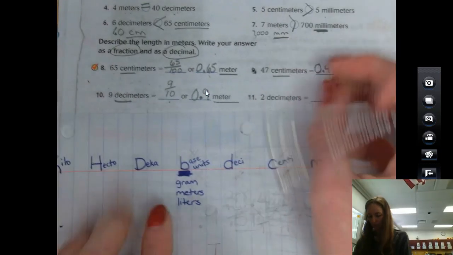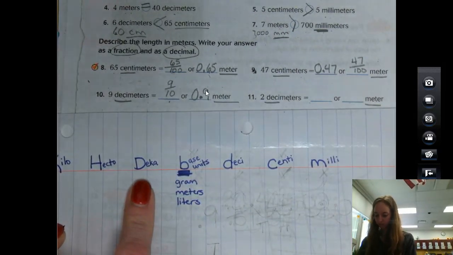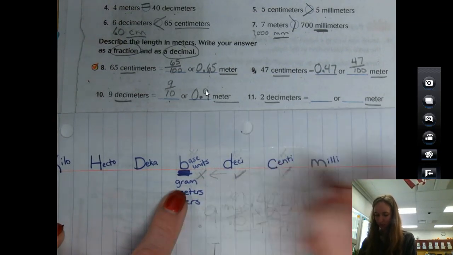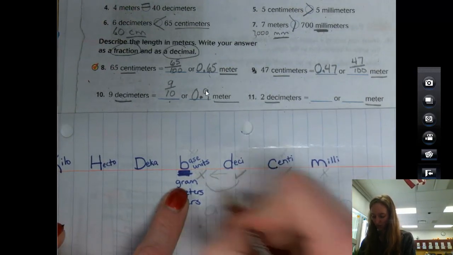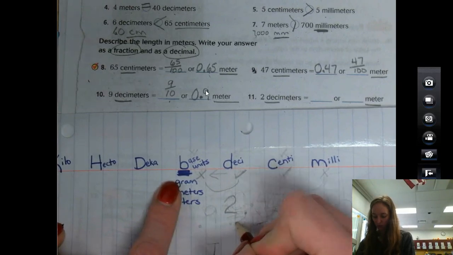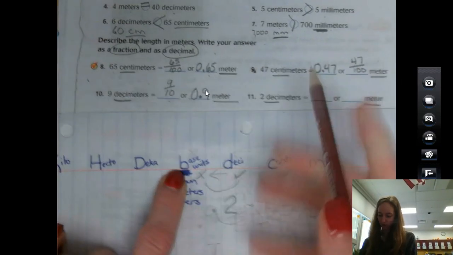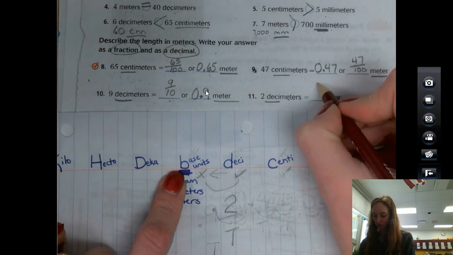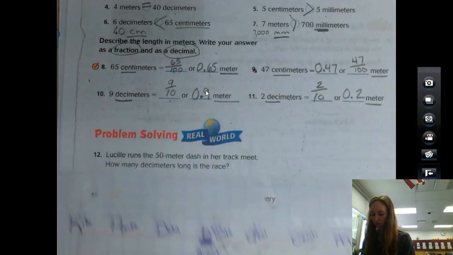All right. 2 decimeters going to a meter. Again, going to the left. 2 decimeters. So 2's right here, my decimal point. I went 1 bunny hop to the left. Okay? So that would be what? 2, what's here? Tenths, right? 2 tenths.